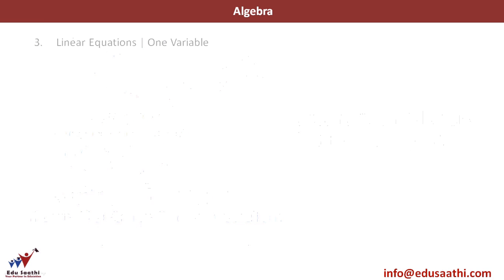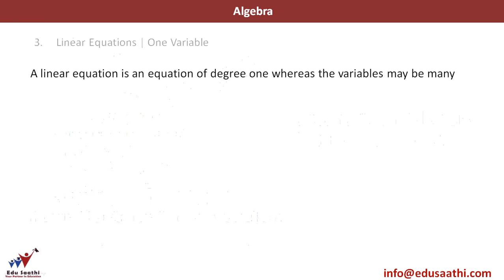Linear equations, as I've already explained in chapter 1 as well, is an equation of degree 1. So the highest power of any variable is 1, whereas the number of variables can be as much as you want. It could be a linear equation with one variable, with 2 variables, with 3 variables, or so on. But the highest power of any variable has to be 1. We'll start with linear equations in 1 variable for the time being.